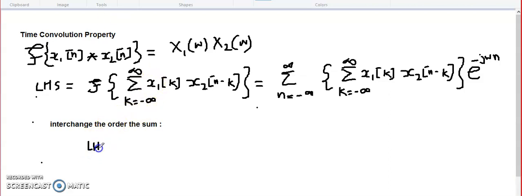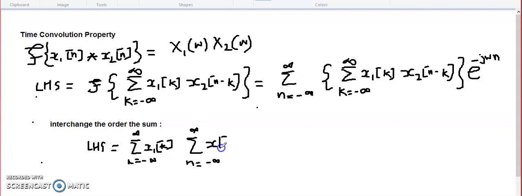So the left hand side can be rewritten as summation k changing from minus infinity to infinity of x1 k, because for the n summation x1 k will be constant, so it can be taken outside. Then summation n changing from minus infinity to infinity of x2 n minus k, e raised to power minus j omega n.